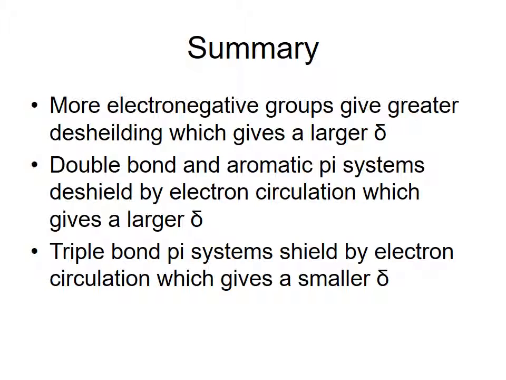Okay, so this is what you learned. More electronegative groups give greater deshielding, which gives a larger delta value, or parts per million. Double bond and aromatic pi systems cause a large shift downfield, and triple bond pi systems do not deshield as much, and so they're almost down where the alkyl groups are. They're somewhat shielded.